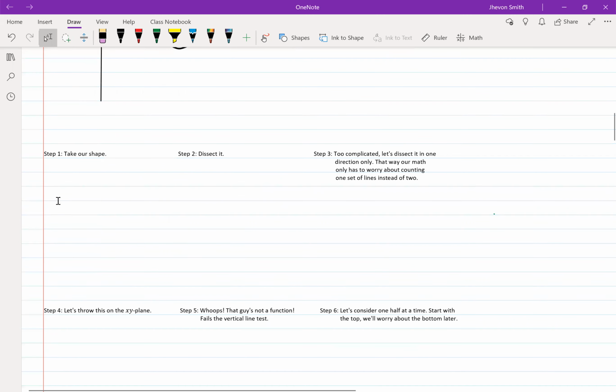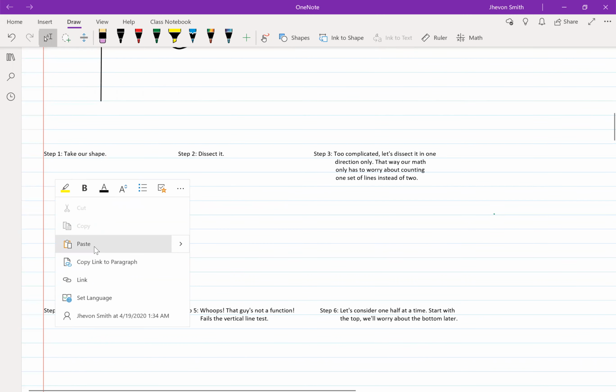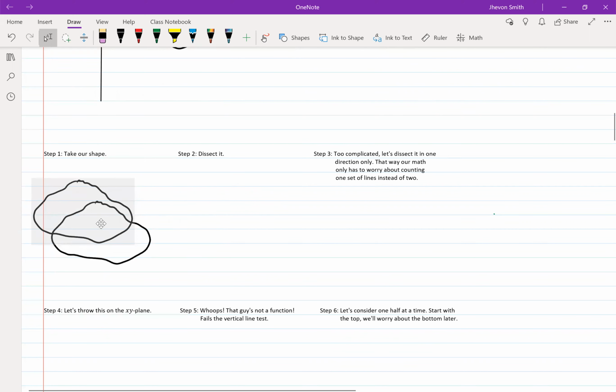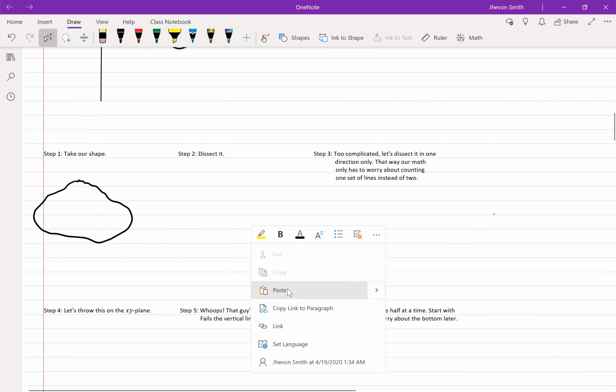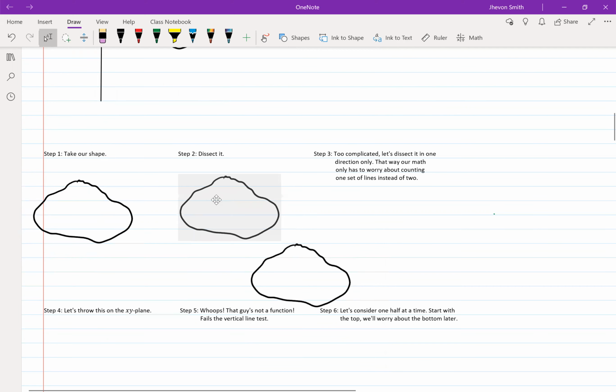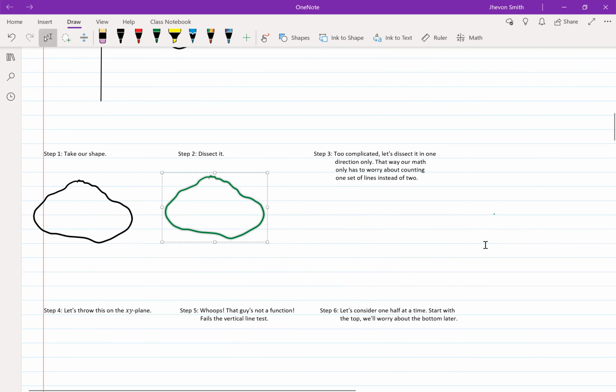So here's the idea. We're going to take our shape. Here's the shape. Now, obviously, the next thing is we are going to dissect the shape. Oh, I didn't want to do that. Undo. Okay, so we're gonna slice it up. Boom, boom, boom, boom, boom, boom. You have to make the sound effects while you're doing it, or it doesn't work as well.